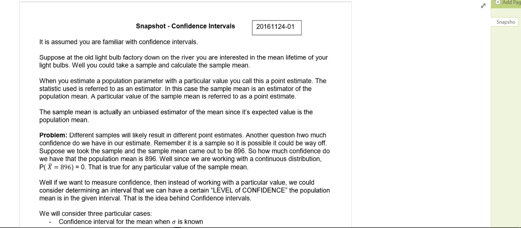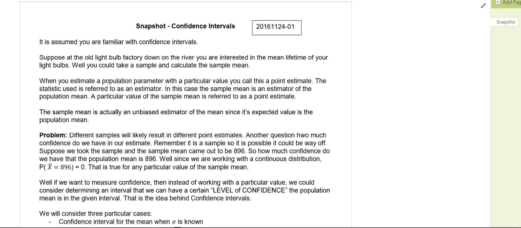This is a snapshot video on confidence intervals. Basically, one, you should be familiar with working with the Z table and the T table. I am not going to be showing you how I find those particular values. For one reason, you might be working with a table that looks slightly different than mine. Second, the values are going to be the same. It's just that the tables might look a little different.